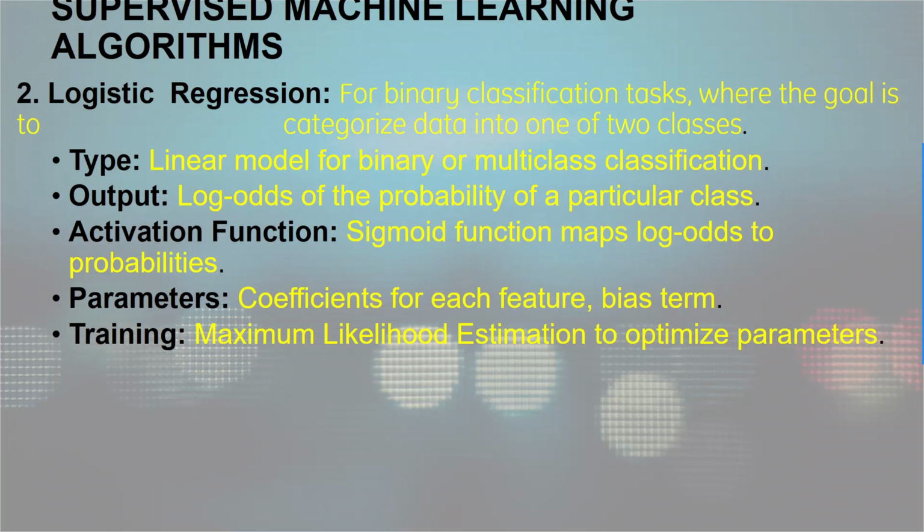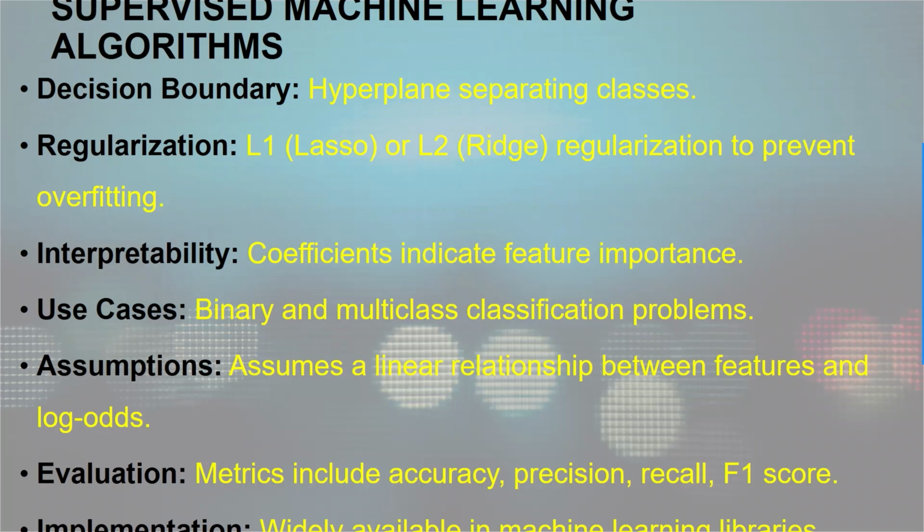So secondly, we have logistic regression. This is used for binary classification tasks where the goal is to categorize data into two classes. The type here is a linear model for binary or multi-class classification. The output here is the log odds of the probability of a particular class. Then we have the activation function, which is the sigmoid function, that maps log odds to probabilities. The parameters used here are coefficients for each feature and bias terms. Then we have training, which uses maximum likelihood estimation to optimize the parameters.